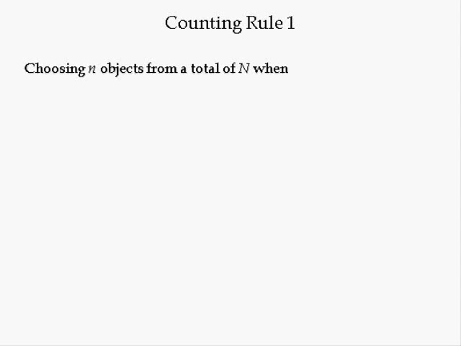The first 5 numbers can be in any order, but the last number is the Powerball, which must be chosen last. Hence, order matters for only the last ping pong ball in the Powerball. When choosing the first 5 ping pong balls, the balls are pulled out one at a time and not put back in the jar. That is, they are not being replaced as balls are pulled out. Counting rule 1 applies when order matters and there is replacement.